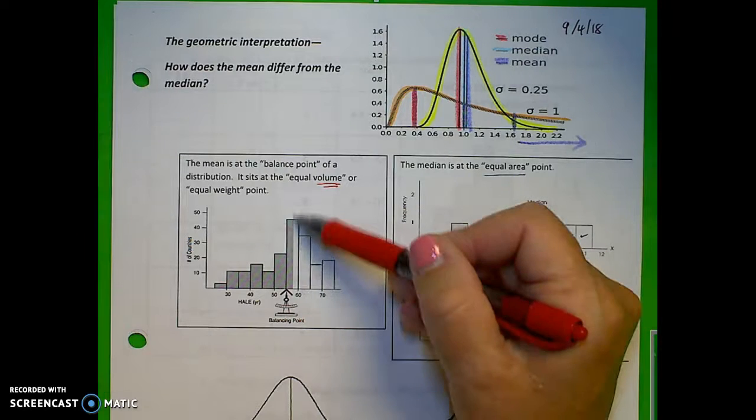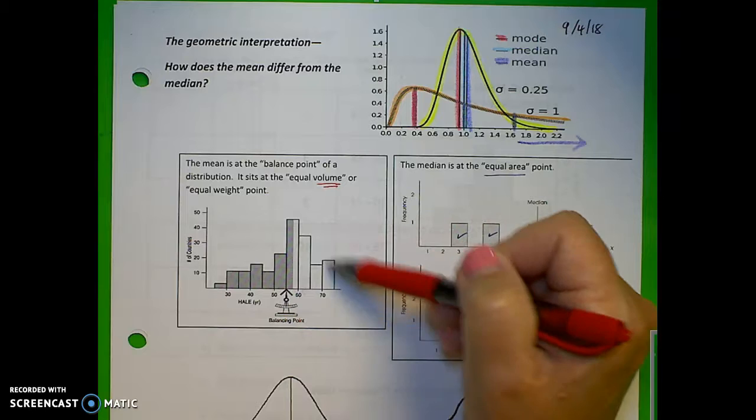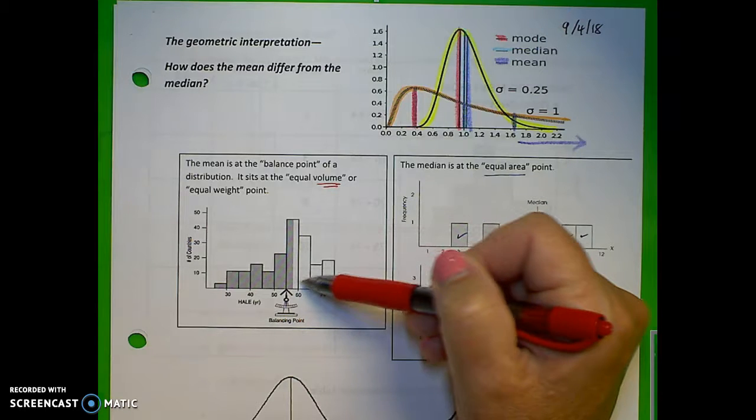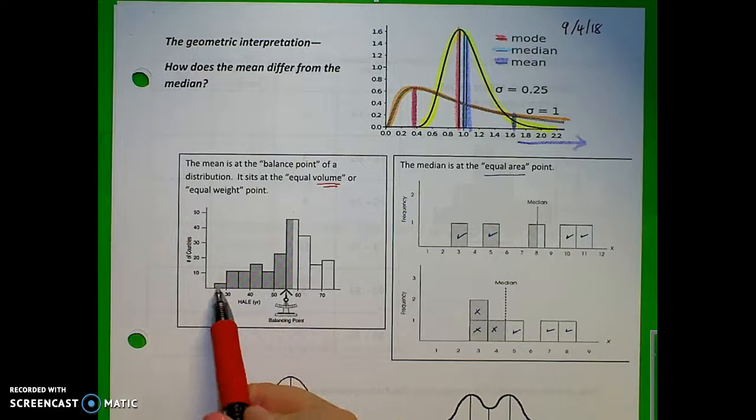Okay, so this would give us the mean of this data set. These values are closer to that mean, but there's more of them. These values are further away, giving them more weight in the mean.